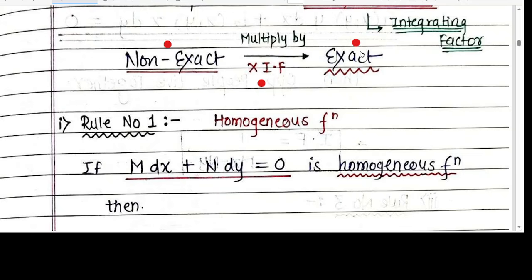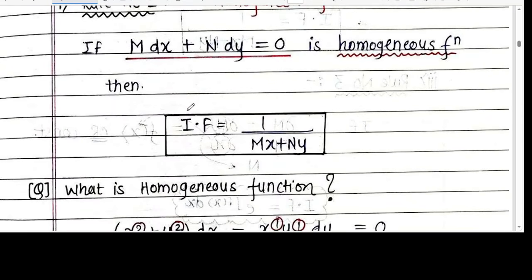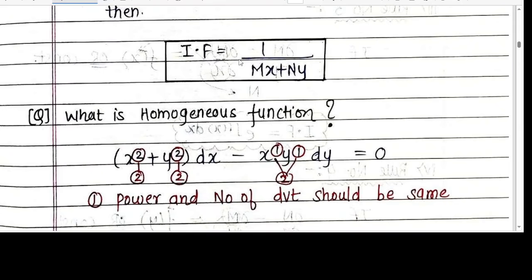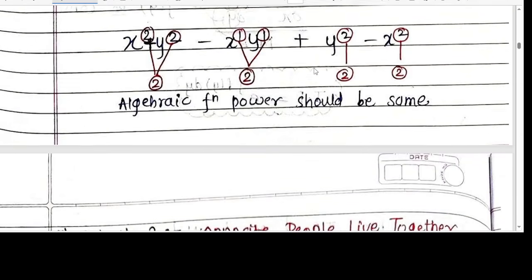So let us understand what are the rules for finding integrating factor. Rule number 1, which is homogeneous. If the given differential equation M dx plus N dy equal to 0 is a homogeneous differential equation, meaning the degree of each term is the same, we call it a homogeneous differential equation. Then the integrating factor is 1 upon Mx plus Ny. This is the integrating factor. We know what is meant by homogeneous: if the degree is the same, then the given differential equation is homogeneous.